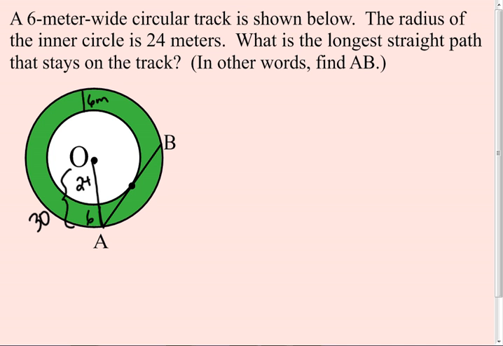Now, I may be writing down stuff I don't need. I never know. I just write it down. Where's a better place? There's a perpendicular here. The radius to the tangent line gives me a right triangle. Okay? How long is this segment? 24. Okay. And it says, I want the longest straight path that stays in the track.